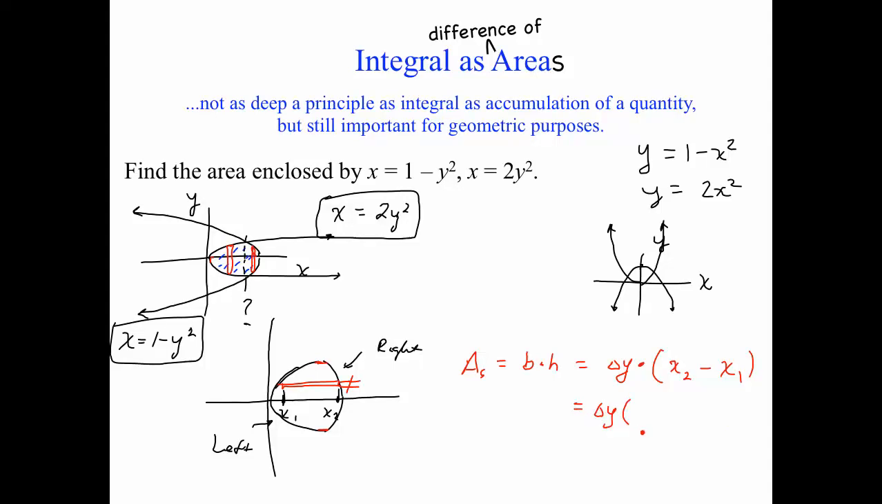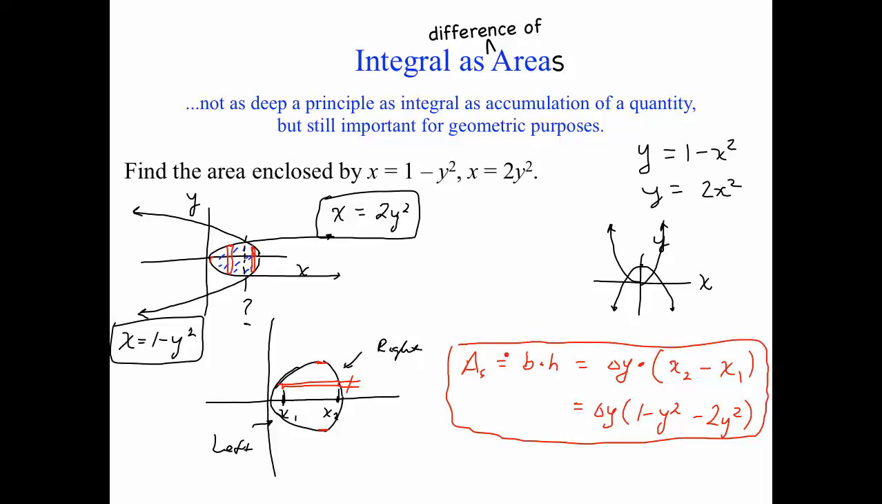What's x2? So x2 is the rightmost curve. Which one is that? The 1 minus y squared. This is our 1 minus y squared curve over here. And our x1 is defined by this curve here, the leftmost, 2y squared. And so now we've got it. Set up work in a box. And now we're going to sum up all these strips, 1 minus y squared minus 2y squared.